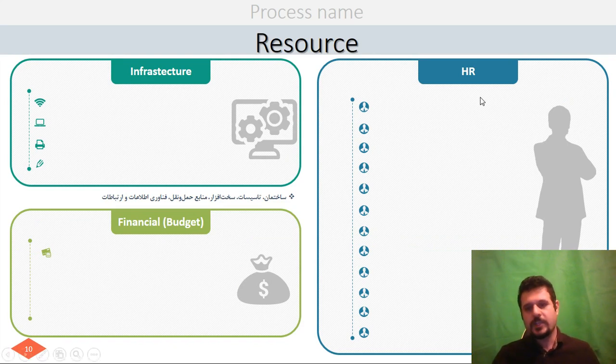Here we will talk about HR. Any lane we use in our process diagram should be displayed here. For example, purchase expert, requester manager, purchase expert manager, financial expert, and any other roles that work for these processes. All of the lanes should be written here. Infrastructure: any other equipment we use for doing these processes.